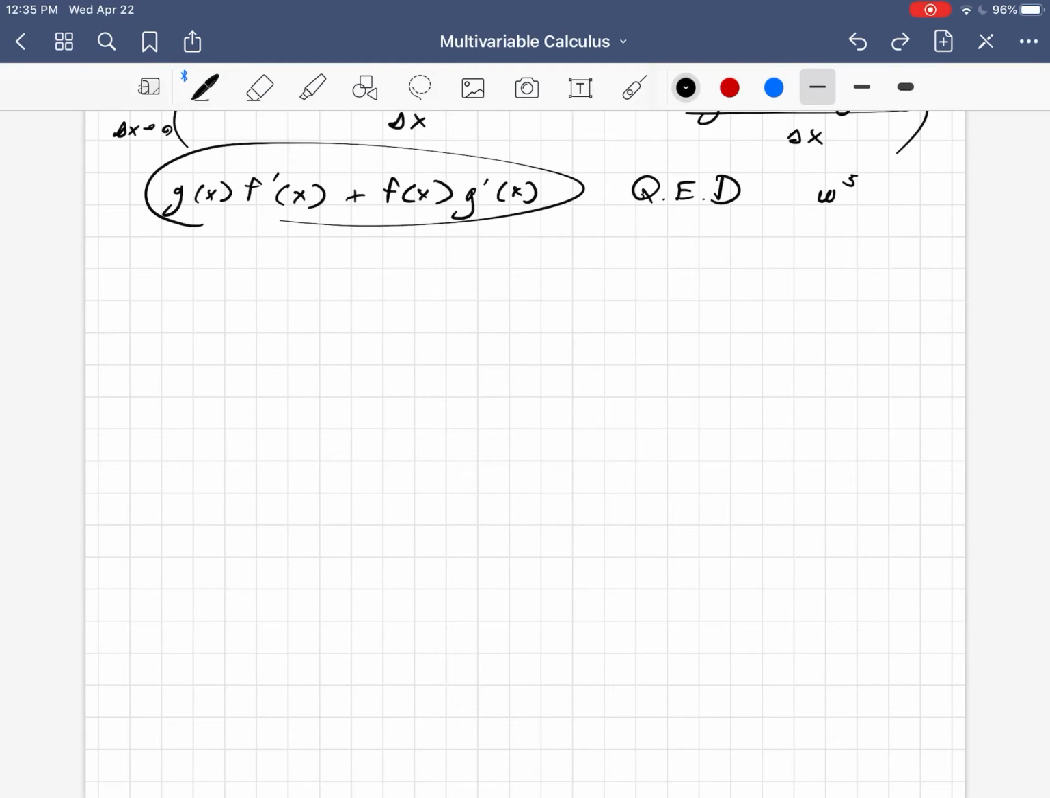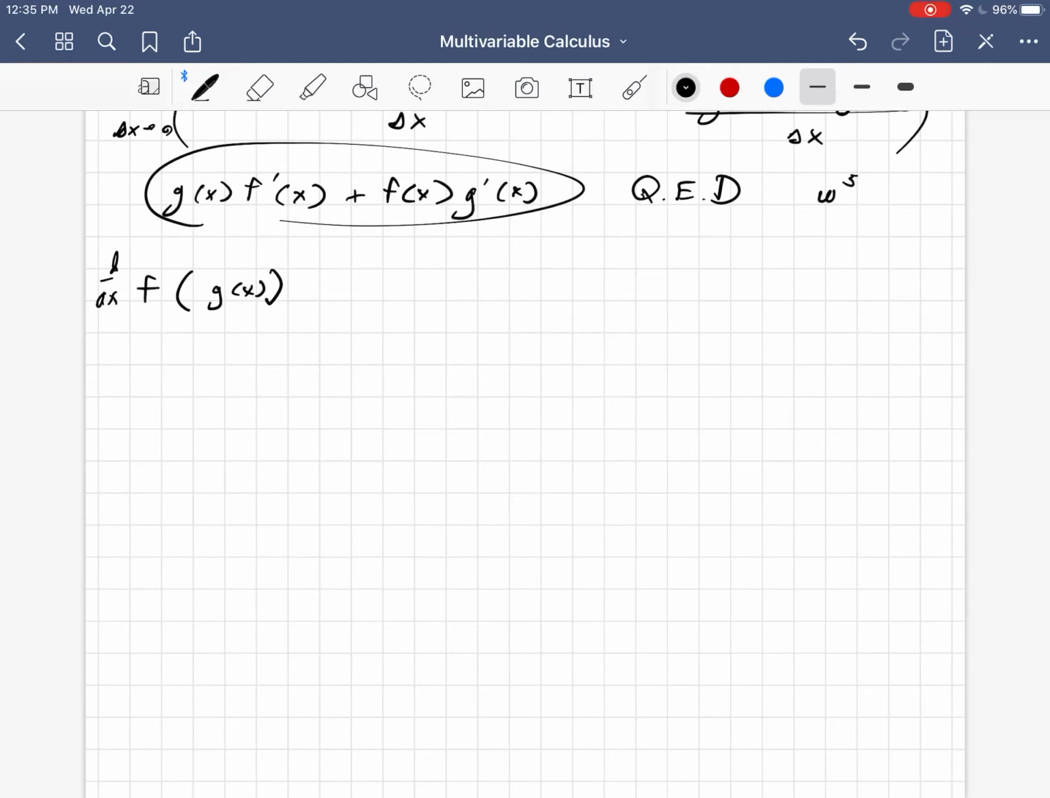Now, the quotient rule is what I am actually... I'm going to do the chain rule next. The chain rule. So the chain rule is probably the most important rule for differentiation in calculus.